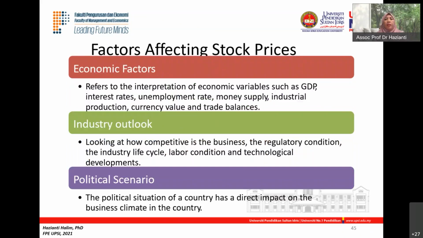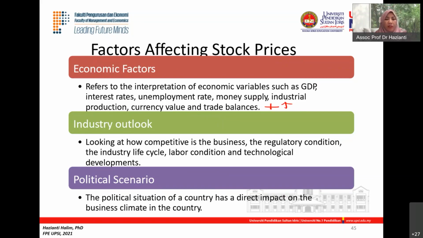Okay. So ini sama je, if you go back to even our topic on interest, we still at the same factors, quite similar explanation and also factors. So first of all, we have economic factors. So these are the economic variables such as GDP, interest rate, unemployment rate, money supply, industrial production, currency value, and trade balances. So if the economic factors are favorable, bagus, then the stock price normally will go up, right? So it is a positive relationship.